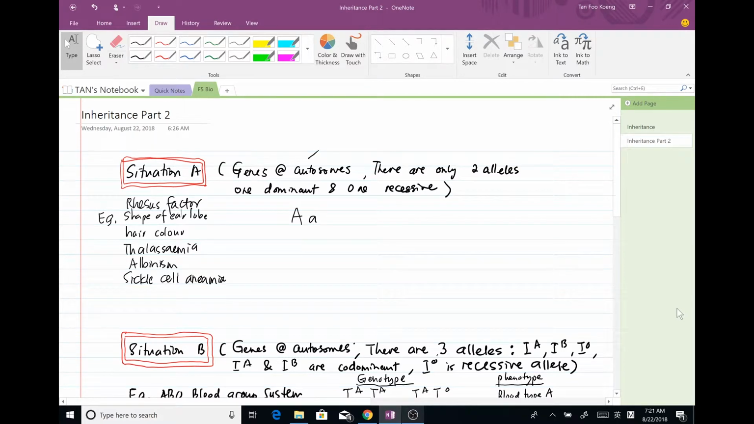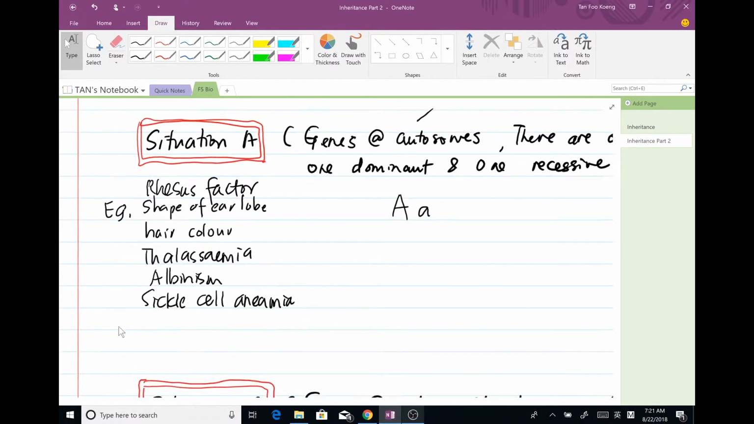Let's come back to the first situation. Let's recall. In situation A, the genes are found in the autosomes and there are only a pair of alleles. One is dominant over the other that control the trait, or the characteristic of that organism. And the example will be a rhesus factor.